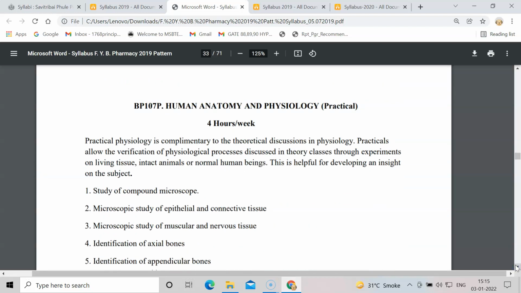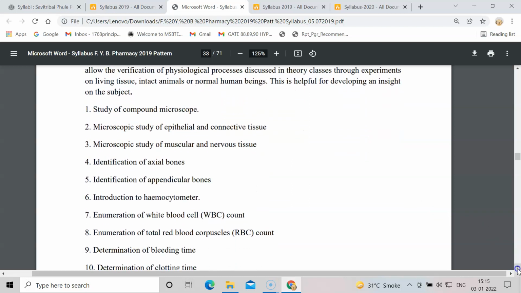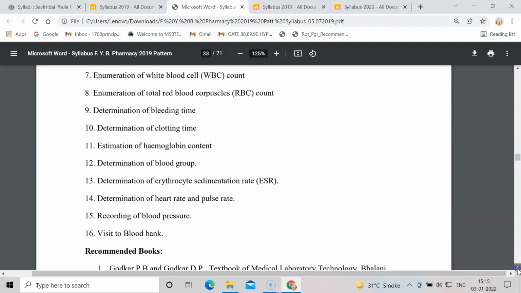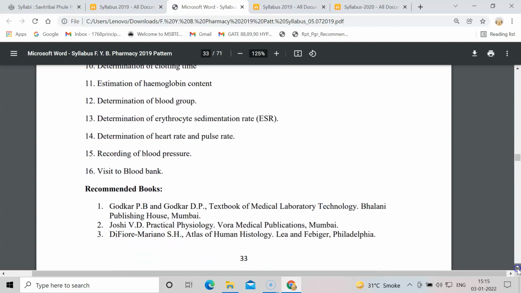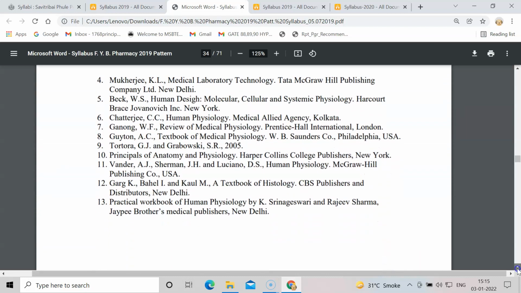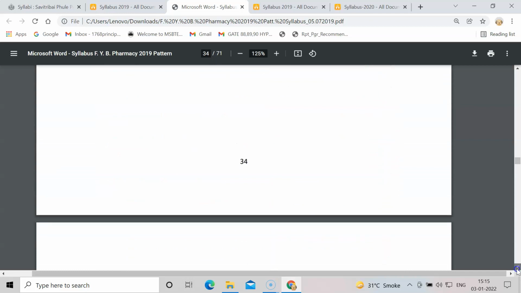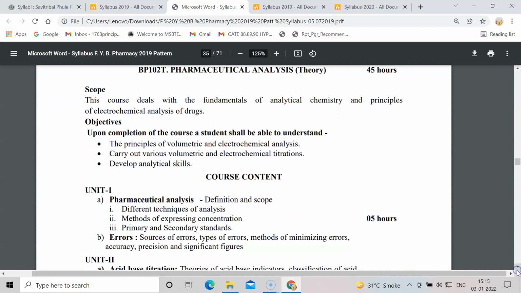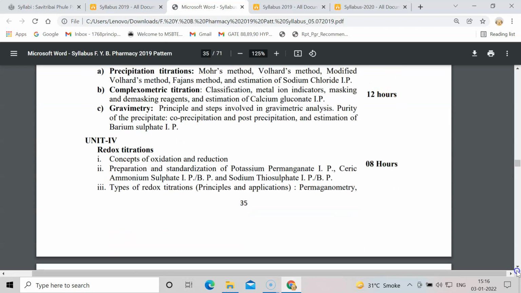And now coming towards the practical. Each week it has 4 hours. Means it will be divided into batches, and in the batches that will be conducted, the minimum number of students will be 20 to 25 as per the guidelines. So these are some practicals that you will have in human anatomy and physiology. Again, these are some recommended books given by the university. And in a similar way, you can find the syllabus for each and every subject from this syllabus copy.